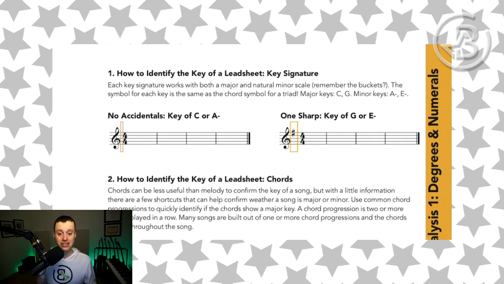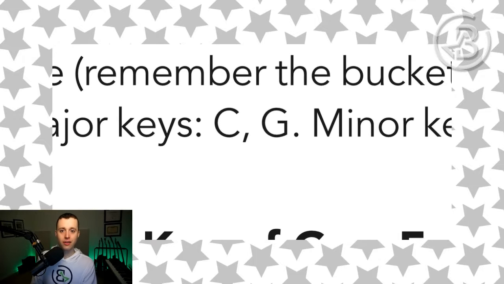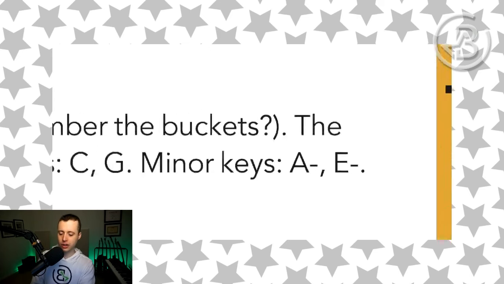Now, the symbol for each key signature is actually going to be the same as the chord symbol for a triad. For major keys, the symbols will be C and G. Notice we don't need to write anything on that. Just like with major triads, if we don't write anything besides a capital letter, we're assuming the quality is major. If we just see a C or a G, we're assuming the key is major. And then minor keys would be A minus sign and E minus sign. If we have that minus sign after a letter, we are for sure going to be in a minor key.